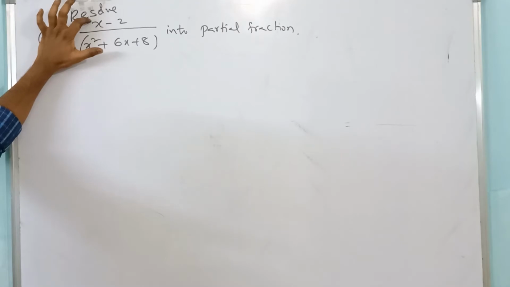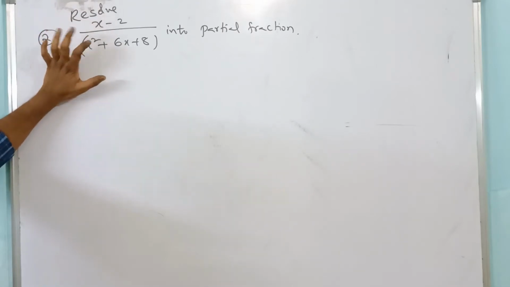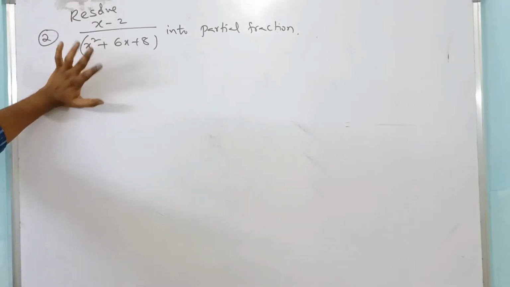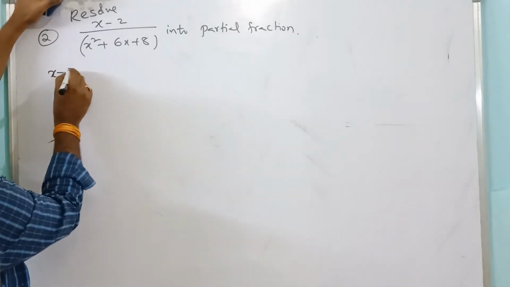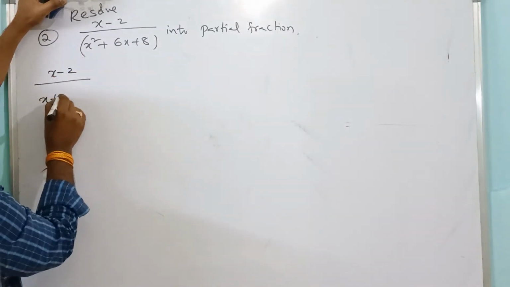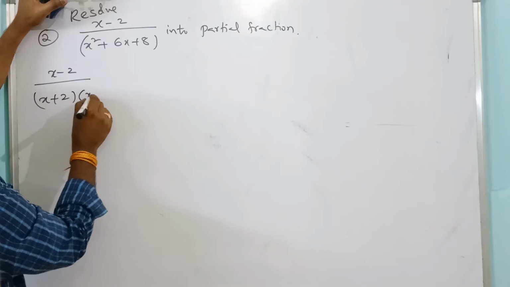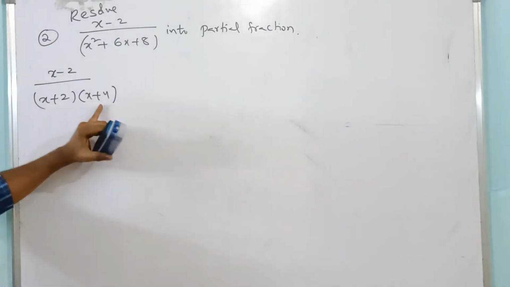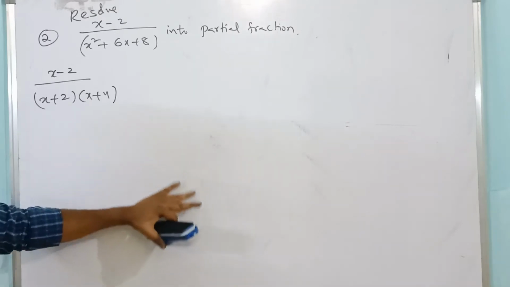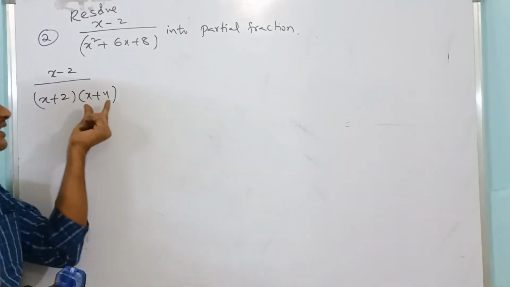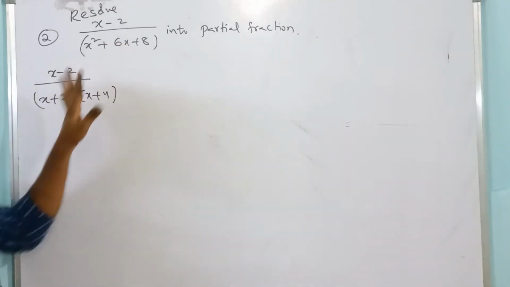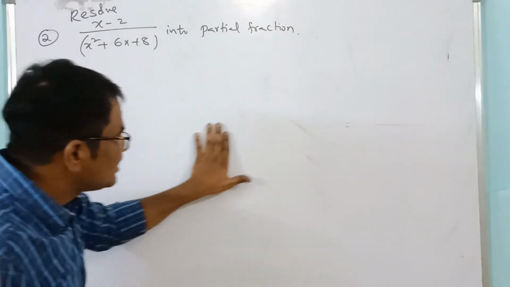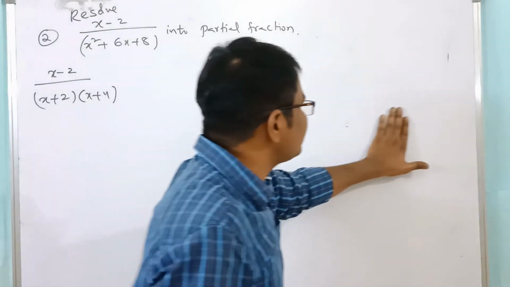So once you observe, it is a proper fraction. Degree of numerator is 1, degree of denominator is 2, right? So for this one, first you take (x minus 2) by (x plus 2)(x plus 4). Can you write? Because for this one factors are (x plus 2)(x plus 4). Now after writing here one linear factor, here another linear factor, means it is the first method. What is that? Non-repeated linear factors.